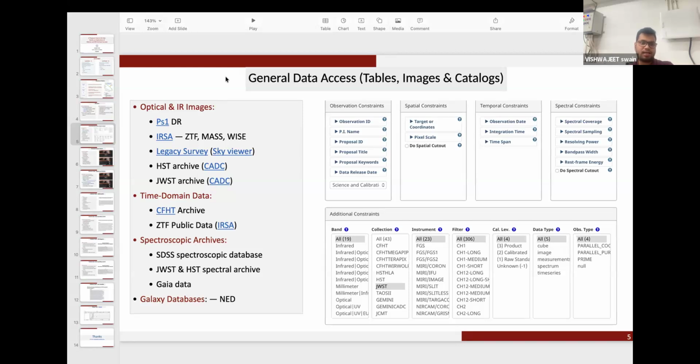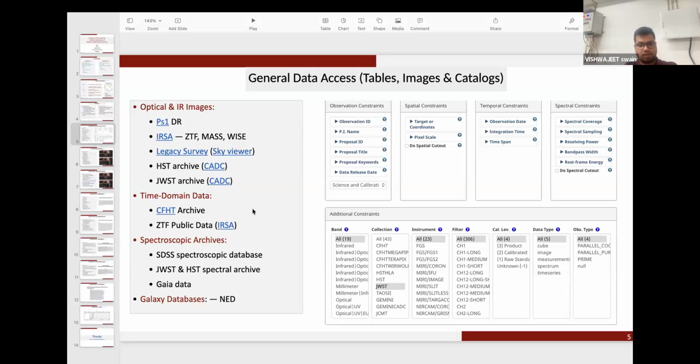And then there is the IRSA service, which is a service by NASA, and they are mainly providing the infrared data, such as 2MASS and WISE data. They are also providing the ZTF time domain data. ZTF is the Zwicky Transient Facility, a 48-inch telescope with a 47 square degree field of view, and it's basically a sky survey telescope. Within 48 hours, it can cover all the northern sky, so it is observing every day and releasing the data to the public.